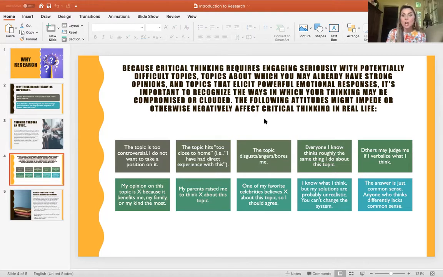Everyone I know thinks roughly about the same thing I do about this topic. Others may judge me if I verbalize what I think about this topic. My opinion on this topic is X because it benefits me, my family, or my kind the most. My parents raised me to think X about this topic. One of my favorite celebrities believes X, so I agree.